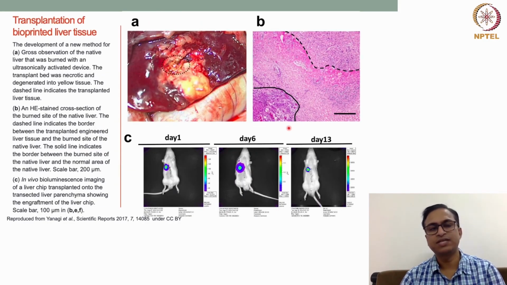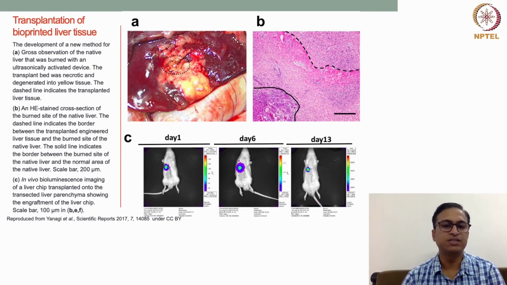And then they transplanted this into the parenchyma of the liver. What they actually did was ultrasonically burn a part of the liver here. That part gets charred, and after this ultrasonically activated device, the transplant bed was necrotic and degenerated into a yellow-like tissue. So they removed a part of that and put the bioprinted liver they had fabricated in that place, and then they cultured it and allowed it to grow for some time.